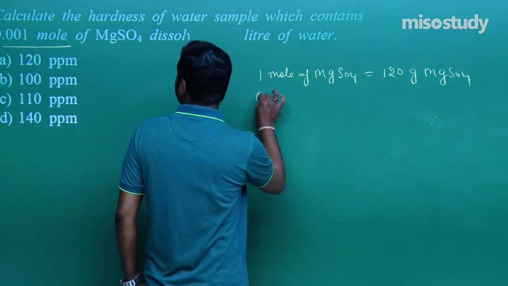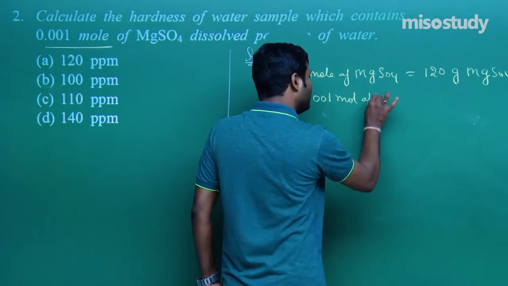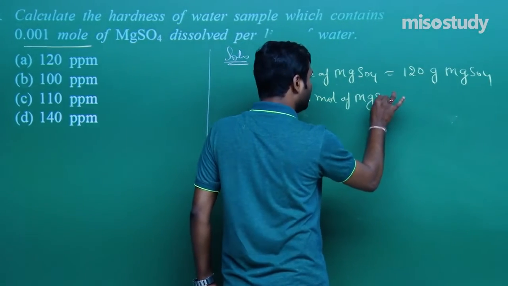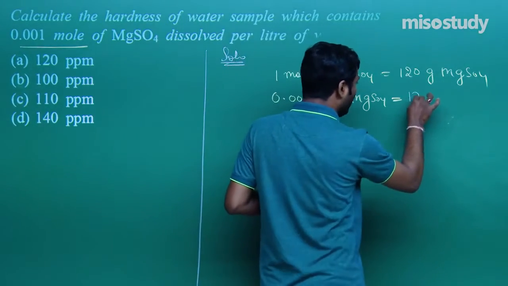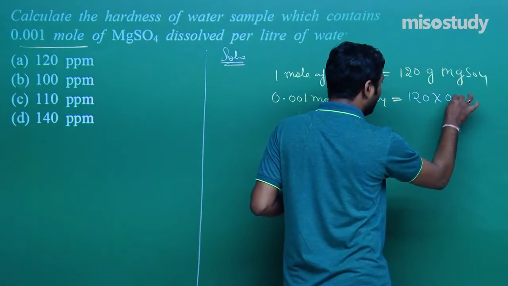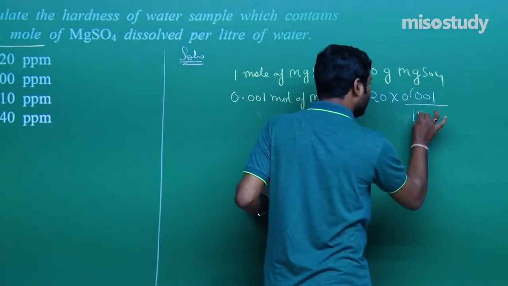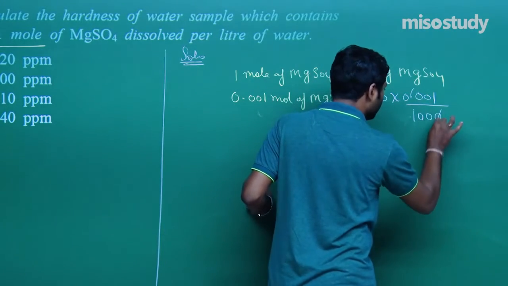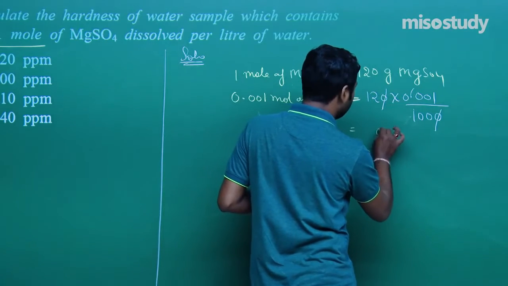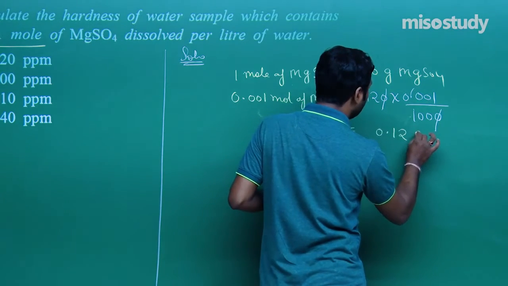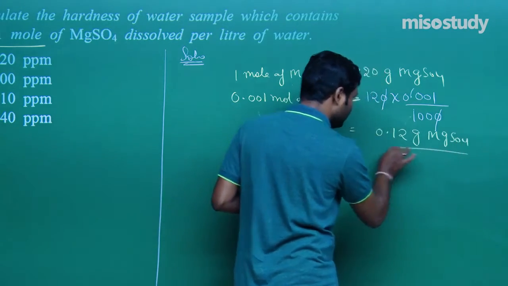Here, 0.001 mole of MgSO4 will be equal to, tell me what will happen. Sir, it's very simple. Multiply 120 into 0.001, now put here 1000. Now this will cancel this one. Okay, sir, the answer is 0.12 gram MgSO4. This is the quantity.